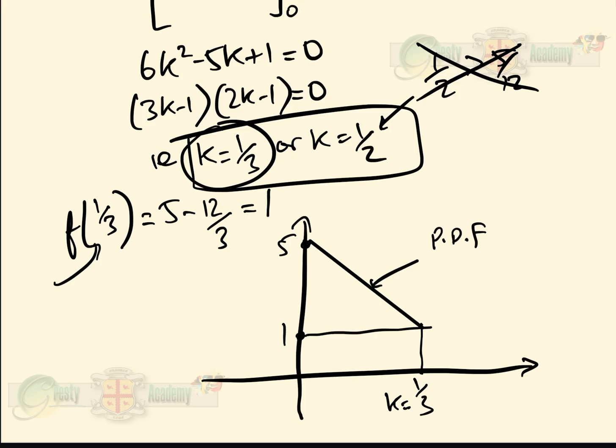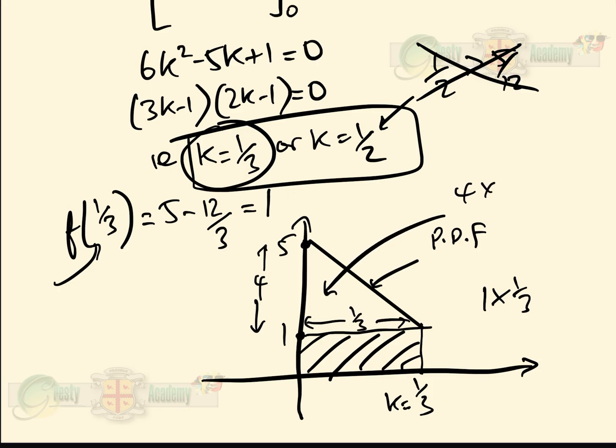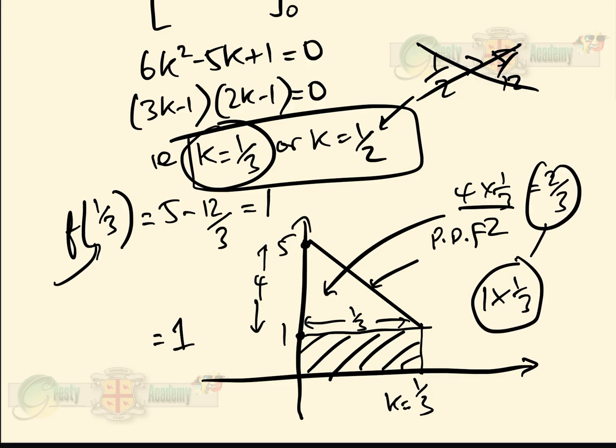We can work out what the area underneath the curve is, just as a cross-check. We don't need to do this, but it's a good idea now that we're trying to learn how to do it. The area of this is 1 times a third. And the area of the triangle: that bit there is 4, and this bit is a third, so 4 times a third over 2 equals 2/3. Then 2/3 add 1/3 equals 1. So the area underneath the curve is indeed 1, which is as required.